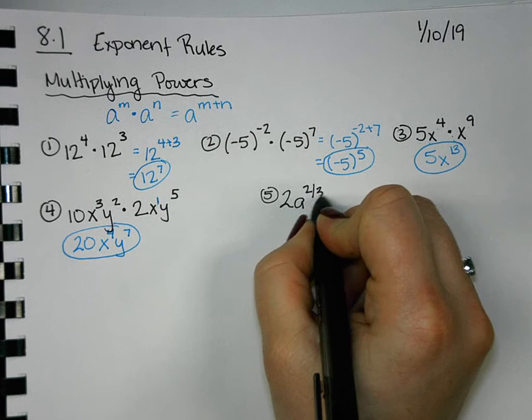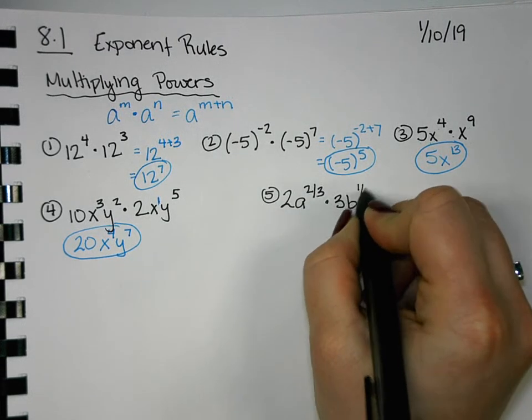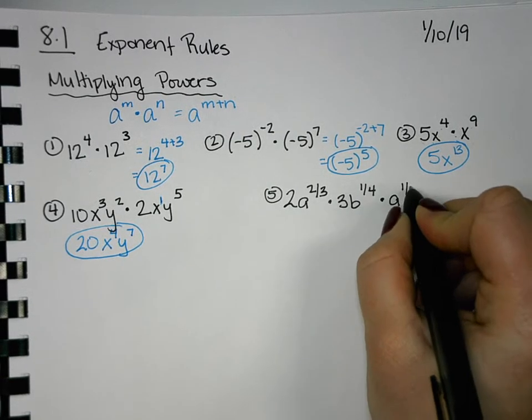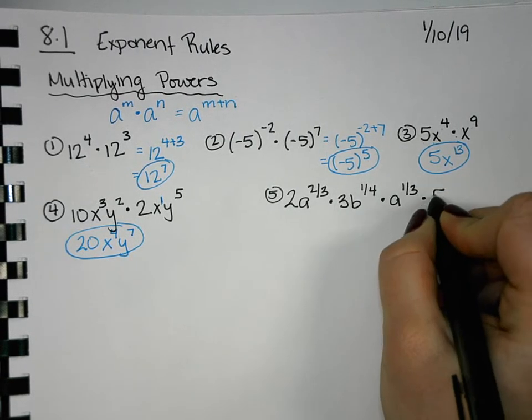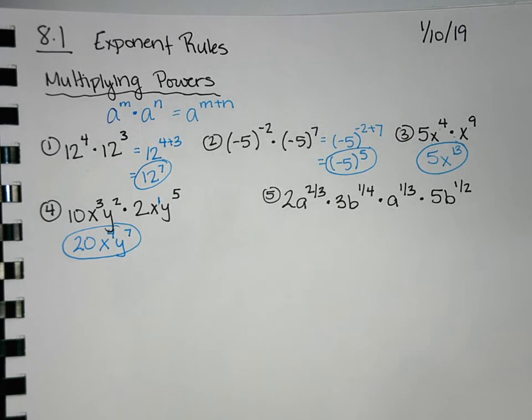2a to the 2/3 power times 3b to the 1/4 power times a to the 1/3 power times 5b to the 1/2 power. So fractions can be exponents. It doesn't change our rules. We just have different types of numbers that we are adding together.